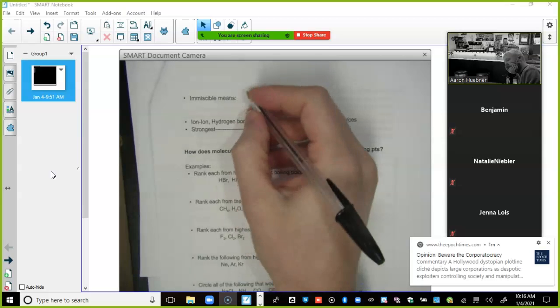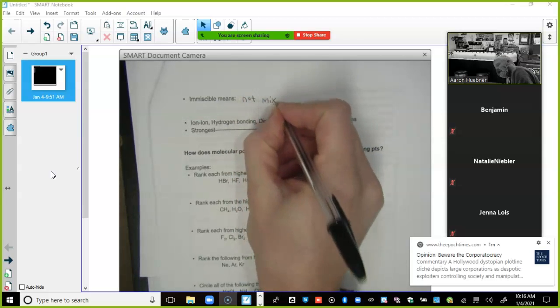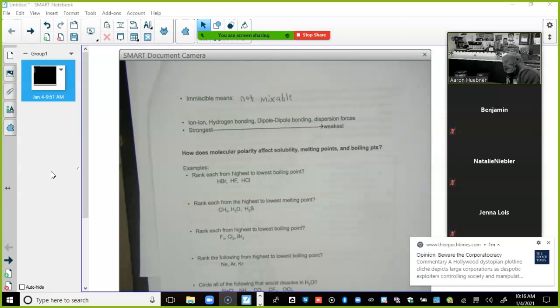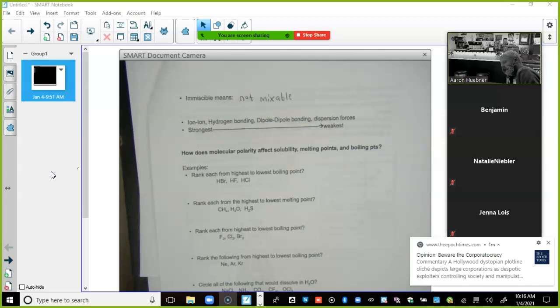All right, immiscible means not mixable. It's used in terms of describing liquids. So if we're talking about solids, it's soluble or insoluble. If you're talking about liquids, it's miscible or immiscible. If it's immiscible, it's not going to mix with that other liquid.